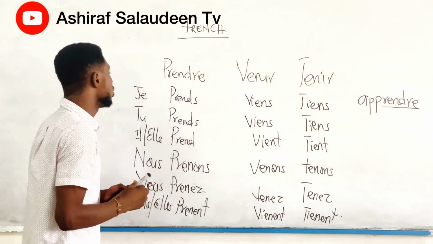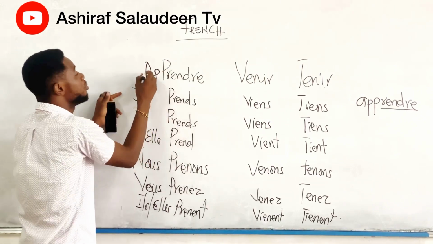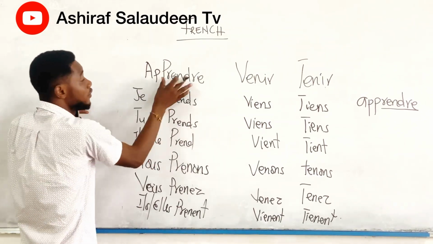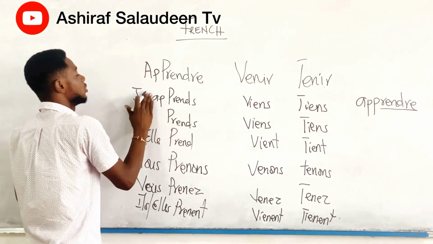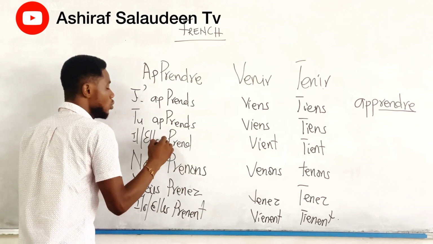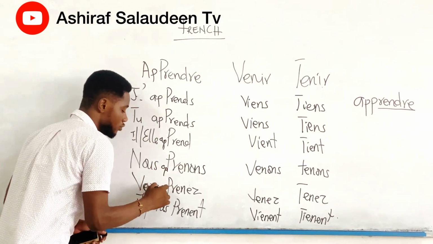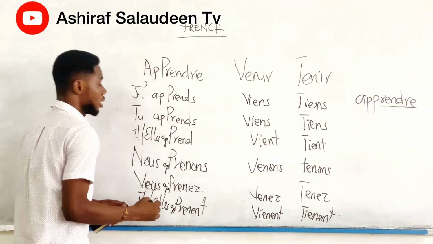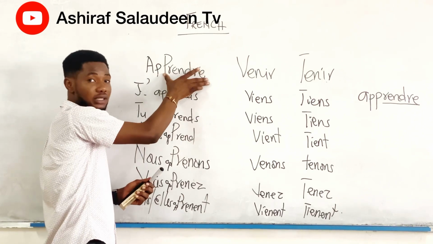So if you are to conjugate apprendre, we are just going to repeat anything that comes before the verb prendre. So we say, j'apprends, tu apprends, il ou elle apprend, in that order, nous apprenons, vous apprenez, il ou elle apprend. Because it is AP that comes before the verb prendre.